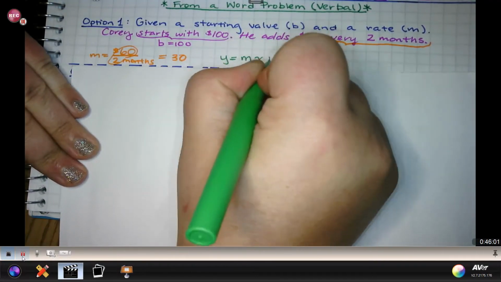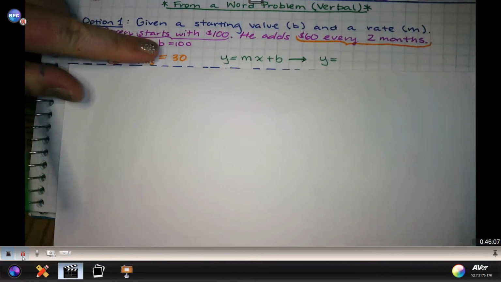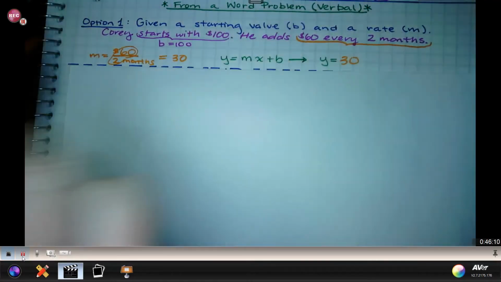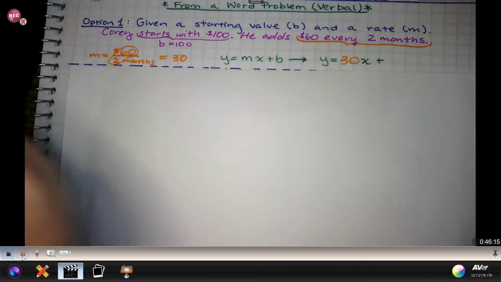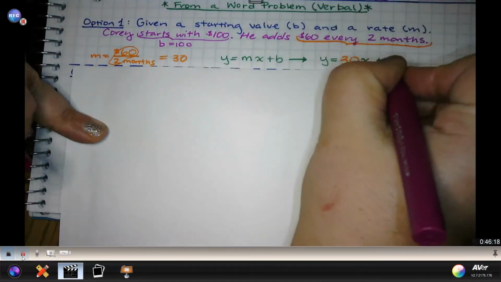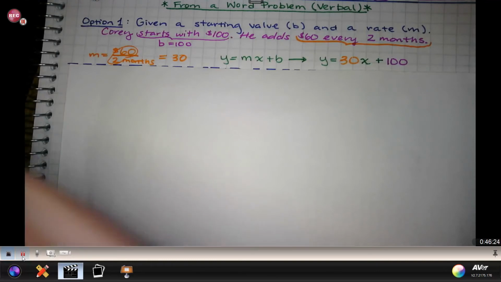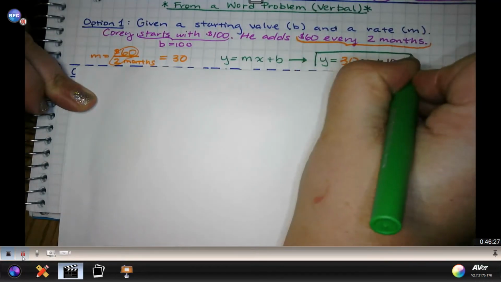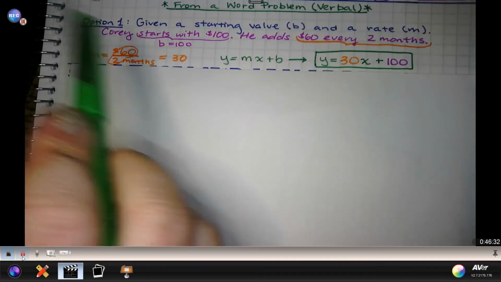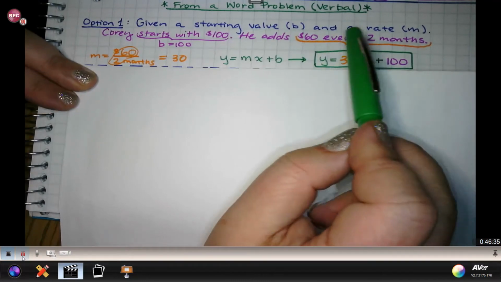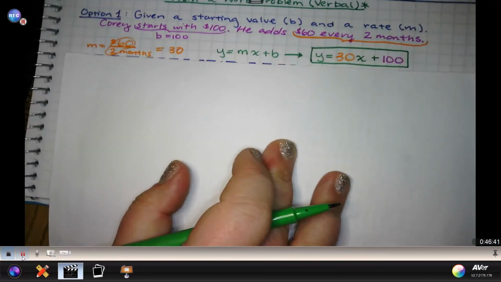So y equals mx plus b, and I do y equals, and for m, I replace it with 30, and then x, plus, and then 100, because it's positive 100, so plus 100. And there you go. So notice how your starting value and your rate of change just fit right in there for slope. Okay, so that one's super easy, and you would love to get it, especially if it told me just $30 per month, then I could have just put the 30 in there, but I had to do a little bit of solving.